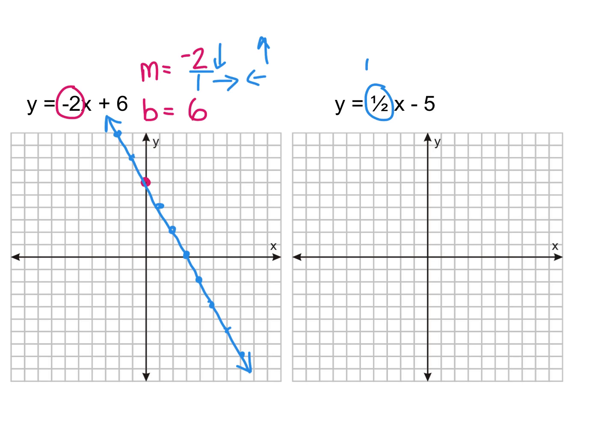All right, in our next one, our slope is 1/2, and our b value is negative 5. So this time I'm going to count down 5 units for my y-intercept. My slope is 1/2. So I'll be counting up 1, right 2. Up 1, right 2, and again up 1, right 2, over and over. I could also go down 1, left 2, down 1, left 2, till I reach the edges of my coordinate plane. Notice I do have a positive slope.